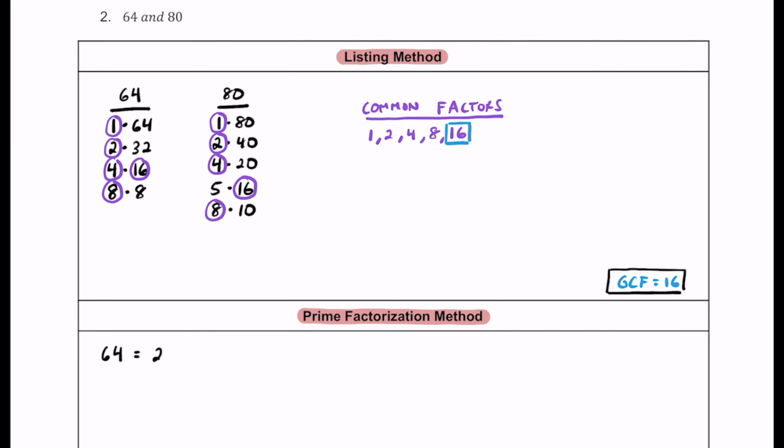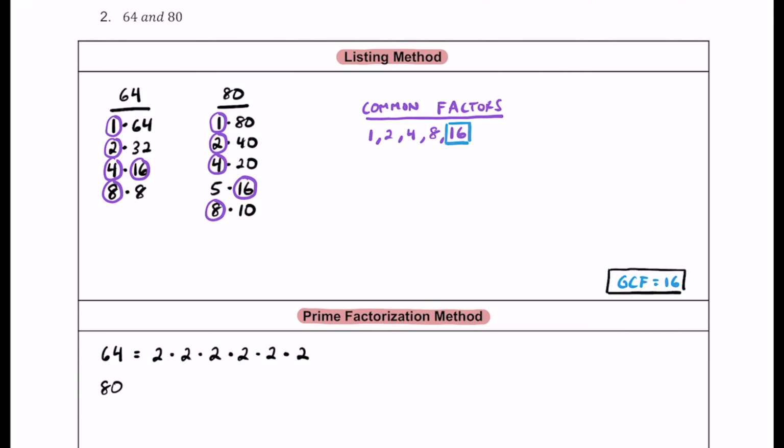64 is 2 times 32. 32 can divide by 2, that'd be 16. 16 can divide by 2, that'd be 8. 8 divided by 2, that would be 4. 4 divided by 2 would be 2 times 2. So at the end here, we have 6 2's multiplied together, that's 64.